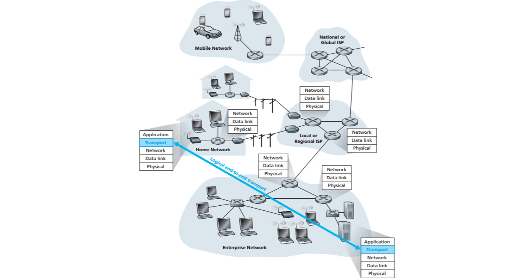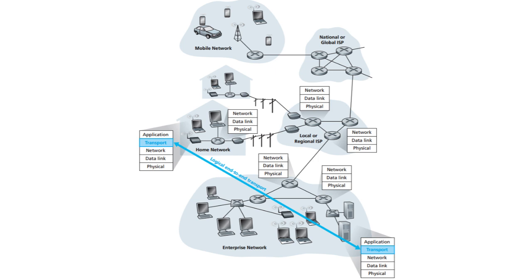As shown in this figure, the transport layer protocols are implemented in the end systems but not in the network routers. On the sending side, the transport layer converts the application layer message it receives from the sending application process into transport layer packets, known as transport layer segments in internet terminology. This is done by breaking the application message into smaller chunks and adding a transport layer header to each chunk to create a transport layer segment.